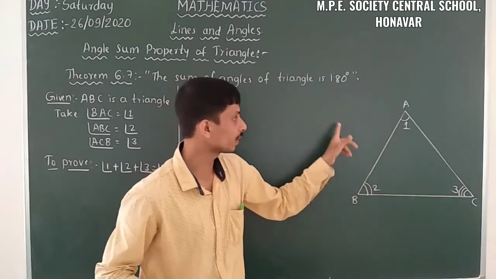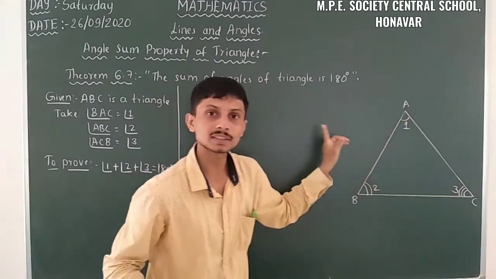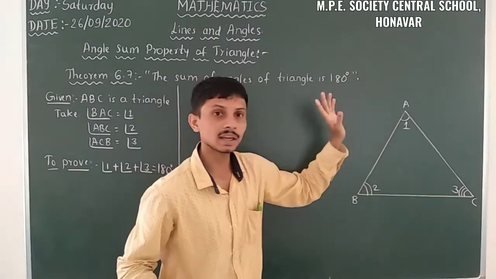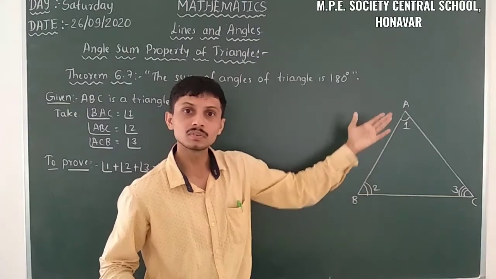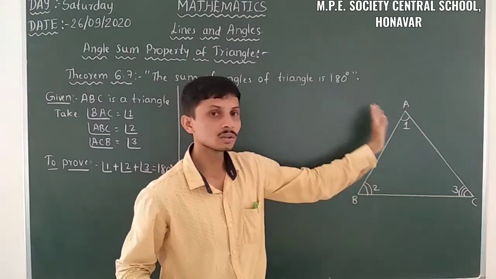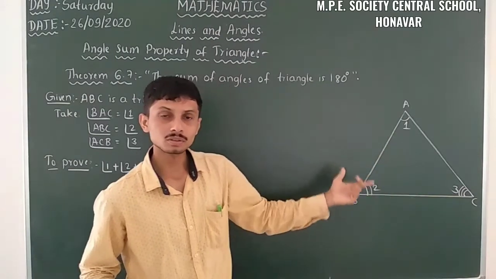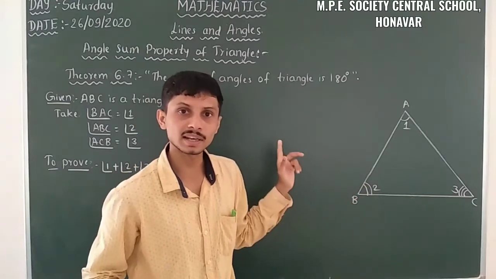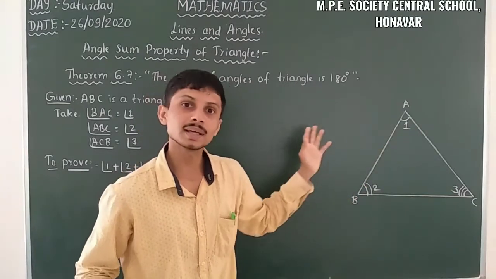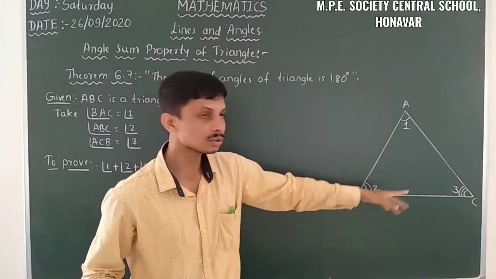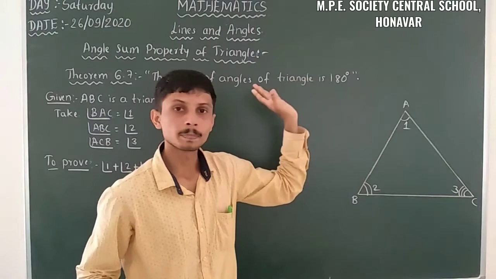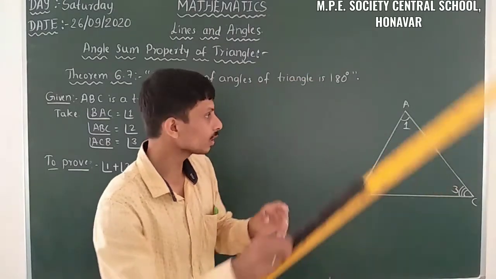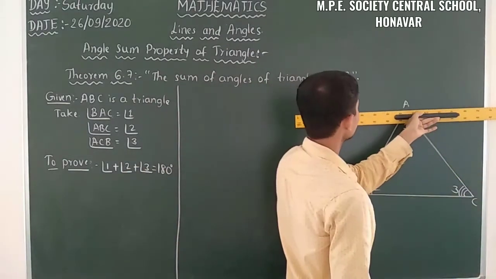So when we construct a line that passes through point A and is parallel to BC, then we can take the parallel lines and the two transversals. So here we have to construct a line PQ. Say PQ is parallel to BC and passes through the point A.